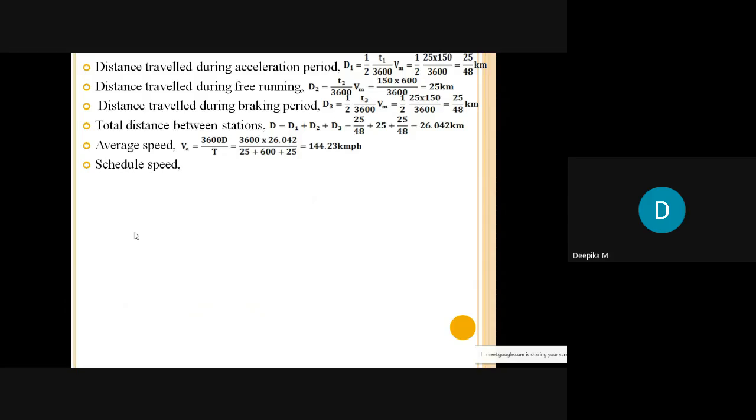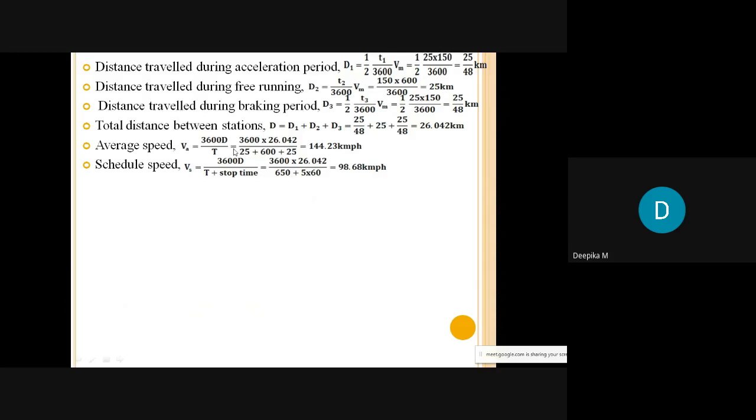So what is scheduled speed? Scheduled speed is nothing but the ratio of distance traveled to time taken. Here we need to calculate the scheduled speed. Speed is nothing but what? Again, distance by time taken.